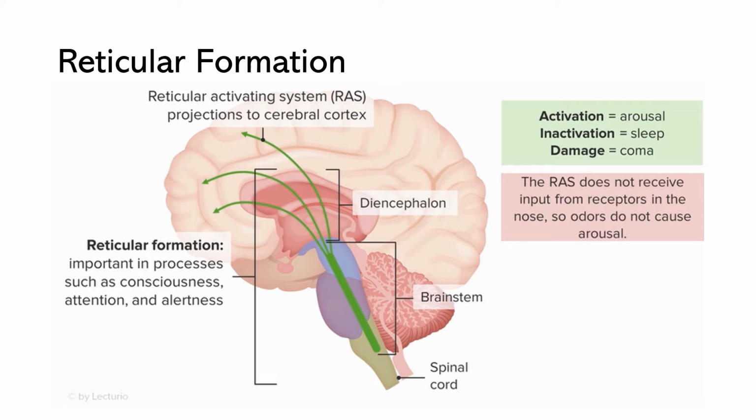The interesting thing about the RAS is that it does not receive input from receptors in the nose. So odors are not associated with arousing you from sleep. This becomes really important, for example, if you're in a fire. Even though there's smoke in the room, the smell of smoke does not actually wake you up. That's not what's going to arouse you because the system does not receive any input from the nose. Therefore, a lot of times people will remain asleep even when their house is on fire unless something else happens that alerts them to wake up, such as heat or people yelling, things like that.